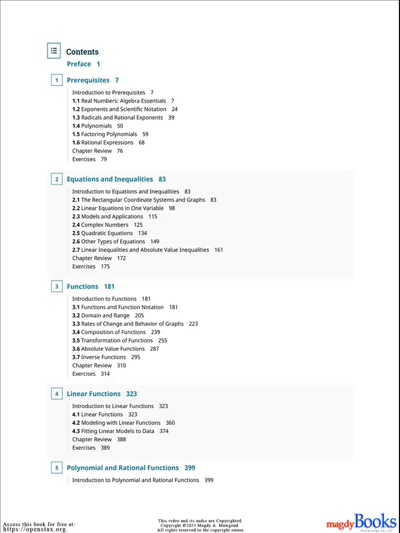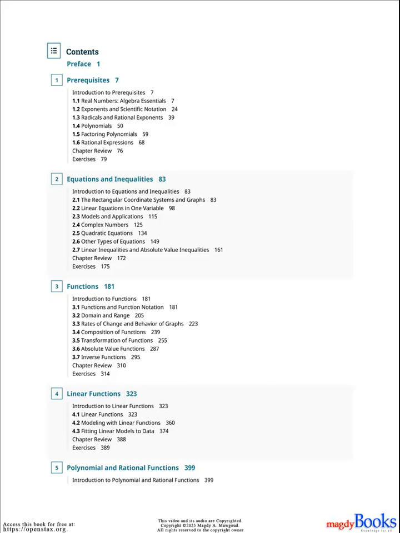Introduction to functions. 3.1. Functions and function notation. 3.2. Domain and range. 3.3. Rates of change and behavior of graphs. 3.4. Composition of functions. 3.5. Transformation of functions. 3.6. Absolute value functions. 3.7. Inverse functions. Chapter review. Exercises. 4. Linear functions. Introduction to linear functions.